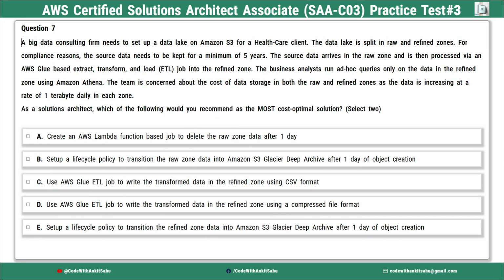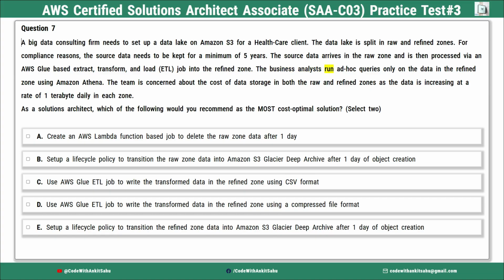Question 7. A big data consulting firm needs to set up a data lake on Amazon S3 for a healthcare client. The data lake is split in raw and refined zones. For compliance reasons, the source data needs to be kept for a minimum of 5 years. The source data arrives in the raw zone and is then processed via an AWS Glue-based extract, transform, and load (ETL) job into the refined zone.